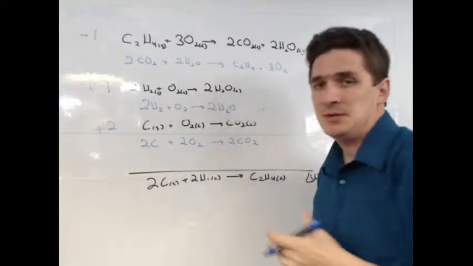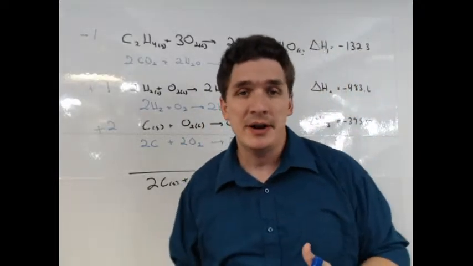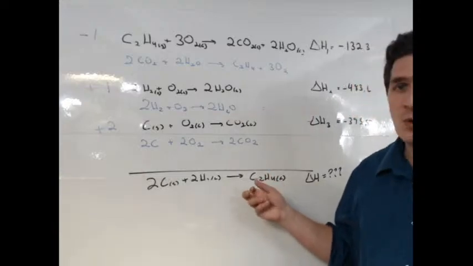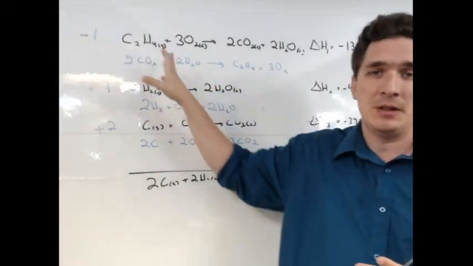The challenge is sometimes you can get fractions, and you're going to know you're going to get a fraction when you have, like, 1 here and there's a 2 up here. In this case, you would multiply by a half.